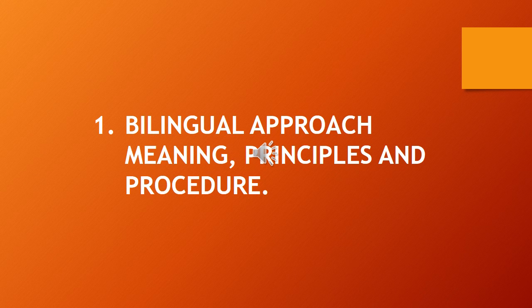So, my dear students, let us know the very first topic, that is the bilingual approach: meaning, principle and procedure. The bilingual method: the meaning of bilingual is two languages. The bilingual method is comparatively a recent method proposed by C.J. Dodson, based on learning of the mother tongue. Dodson believes that a child learns the mother tongue effectively, and simultaneously a foreign language. He grasps the situation and learns the language.